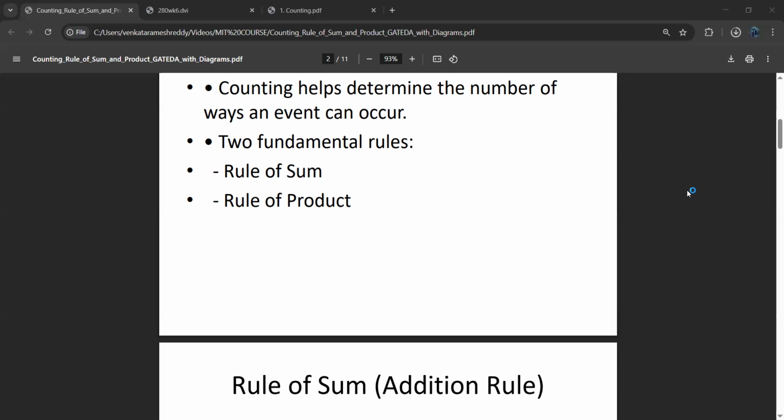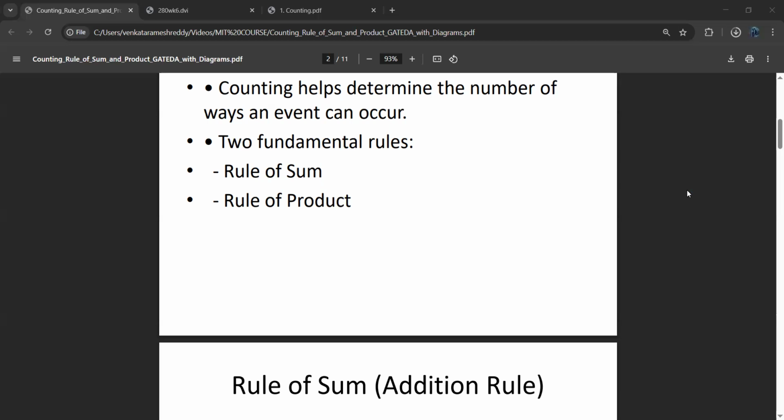A counting principle is a set of rules that can be used to count the number of possible outcomes in a sample space. It is used to count how many possible outcomes there are for a given sample space. If you want to count those possible outcomes, it is called a counting principle.